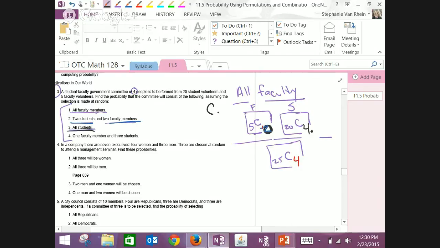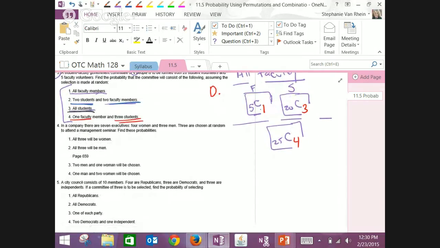So 5 choose 0 times 20 choose 4 divided by the 25 choose 4. That will give me the probability there. And then 4, or I've been doing ABC, so I'll just keep consistent with that. Say D, these 2 numbers are the only thing that's going to change. 1 faculty and 3 students. So this becomes 1 and this becomes 3. Make sense?